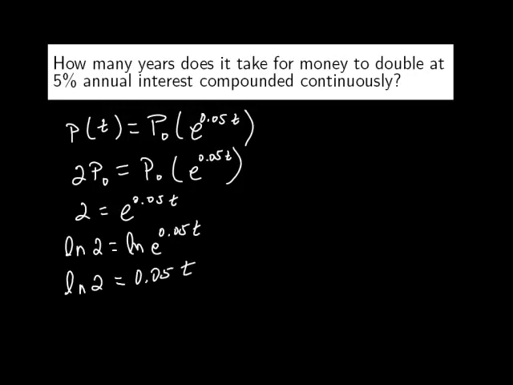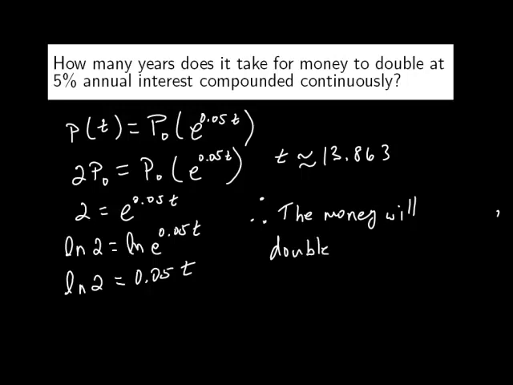0.05t. And then we divide out by 0.05: ln 2 divided by 0.05, and we get t is approximately equal to, let me punch this in my calculator, ln of 2 divided by 0.05, and I'm getting 13.863. So I would state my answer: therefore, the money will double in about 14 years. Okay? Let's go to the next example with population growth.